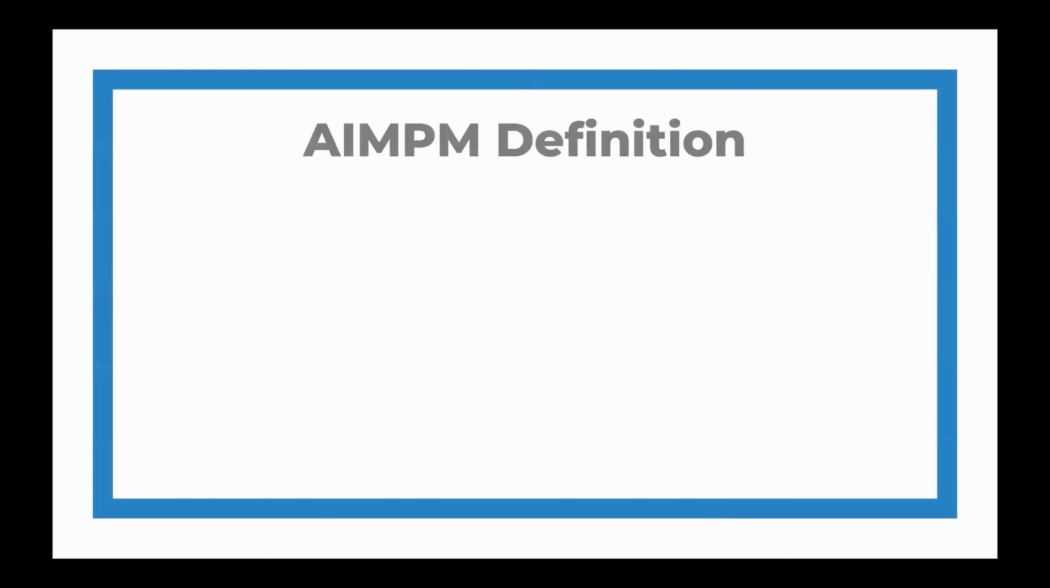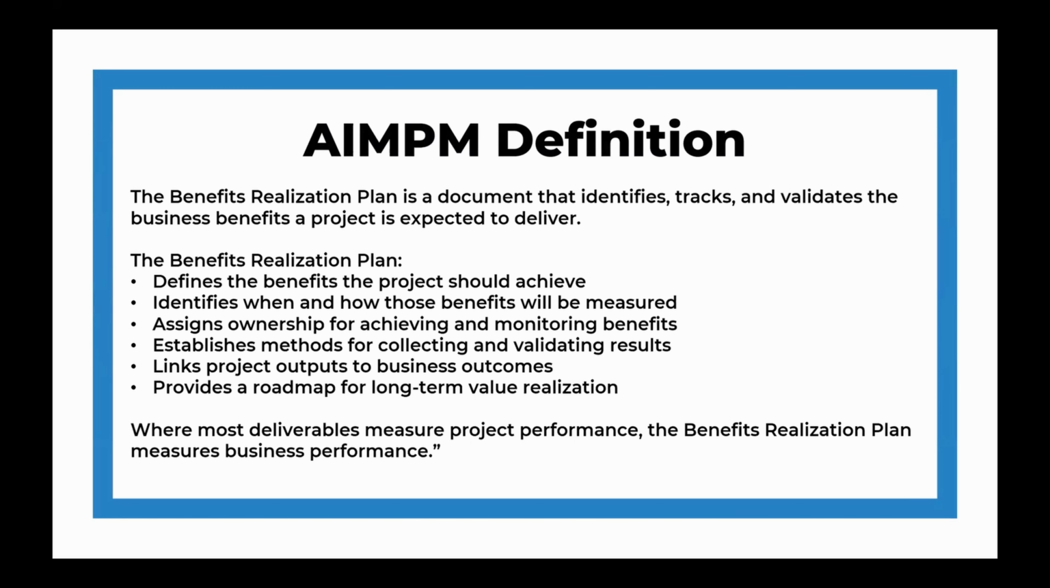The benefits realization plan is a document that identifies, tracks, and validates the business benefits that a project is intended to deliver. It helps identify when and how those benefits are going to be measured. It assigns ownership for achieving and monitoring those benefits. It establishes methods for collecting and validating those results. And it links project outputs to business outcomes. Essentially, it provides a roadmap for long-term value realization.